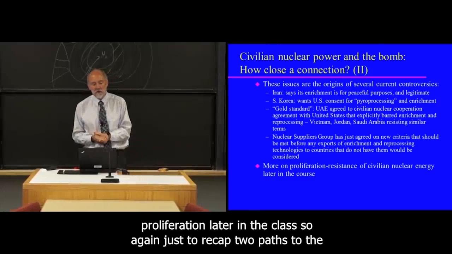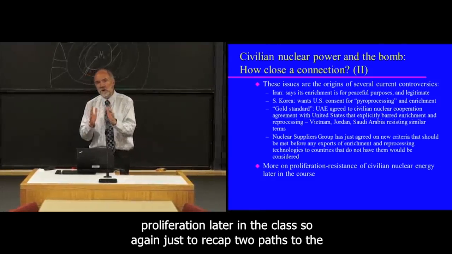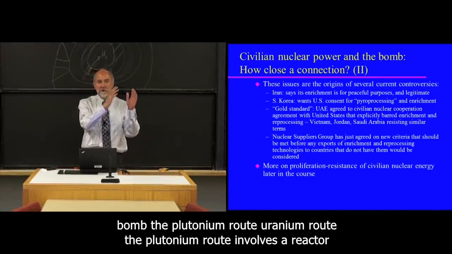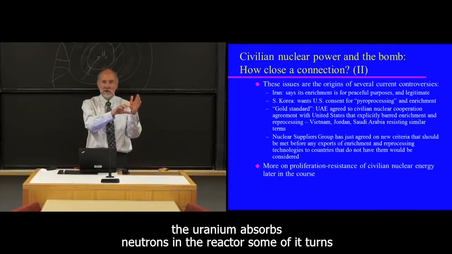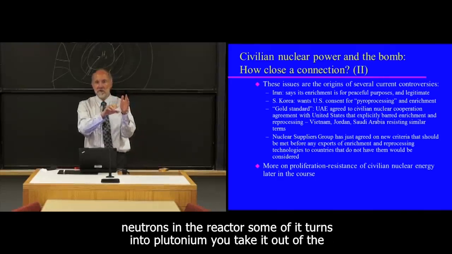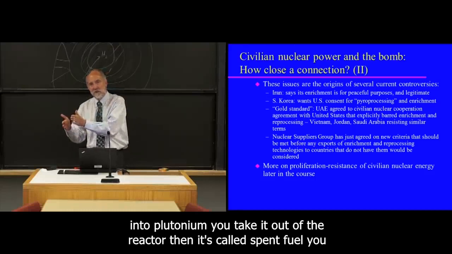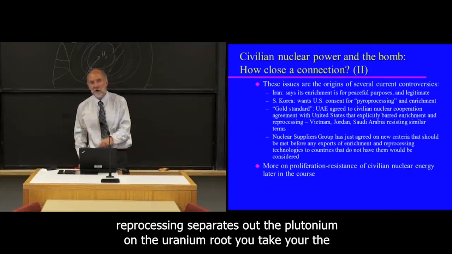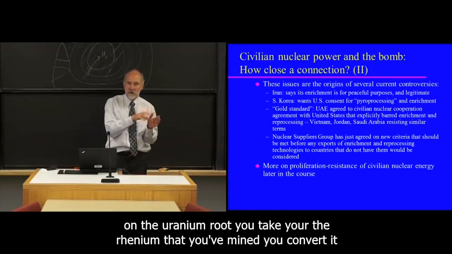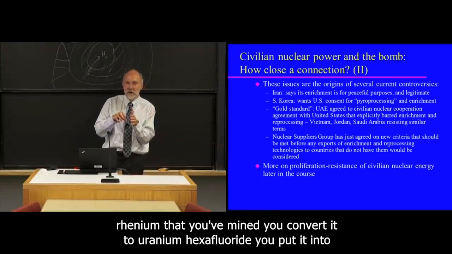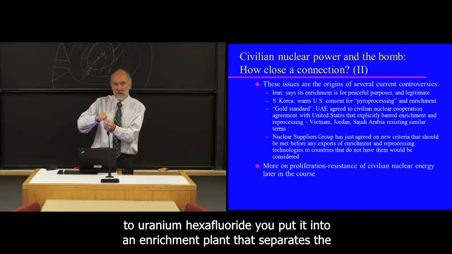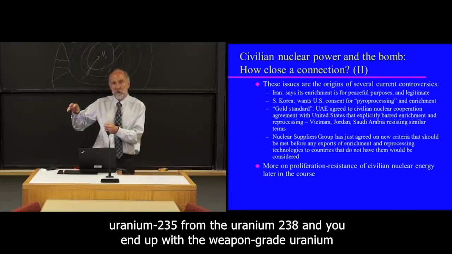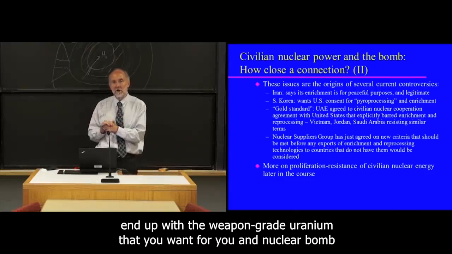So again, just to recap, two paths to the bomb: the plutonium route, the uranium route. The plutonium route involves a reactor. The uranium absorbs neutrons in the reactor. Some of it turns into plutonium. You take it out of the reactor, then it's called spent fuel. You chemically process it, a process called reprocessing, separates out the plutonium. On the uranium route, you take the uranium that you've mined, you convert it to uranium hexafluoride, you put it into an enrichment plant, that separates the uranium-235 from the uranium-238, and you end up with the weapon-grade uranium that you want for your nuclear bomb.